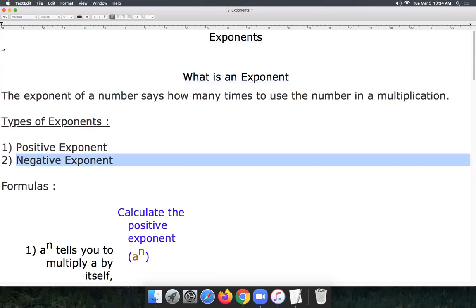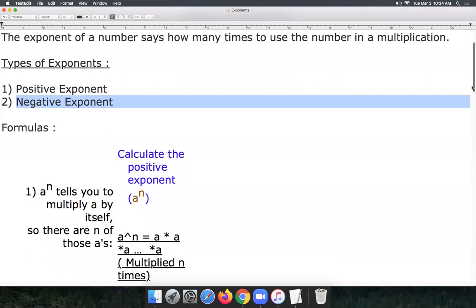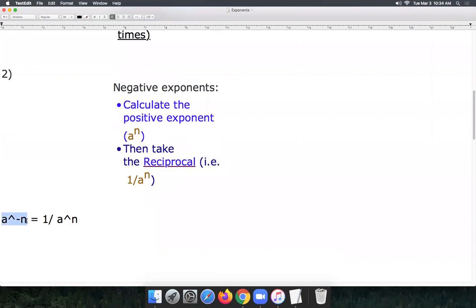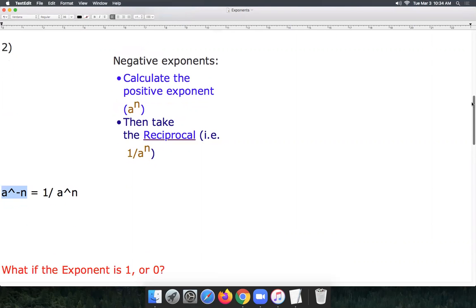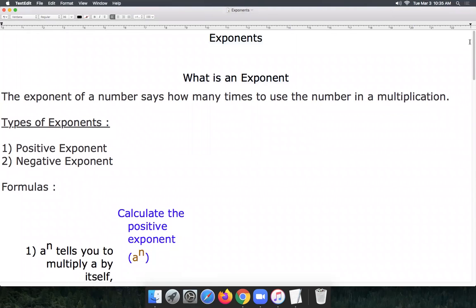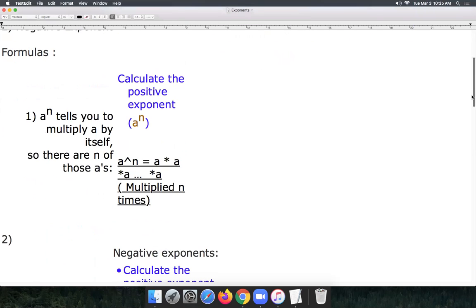What is called a positive exponent? When we have 8 to the power of n, it is called a positive exponent. But when it is 8 to the power of minus n, it is called a negative exponent. You got it? These are the 2 types of exponent, positive and negative, which we are going to cover today.